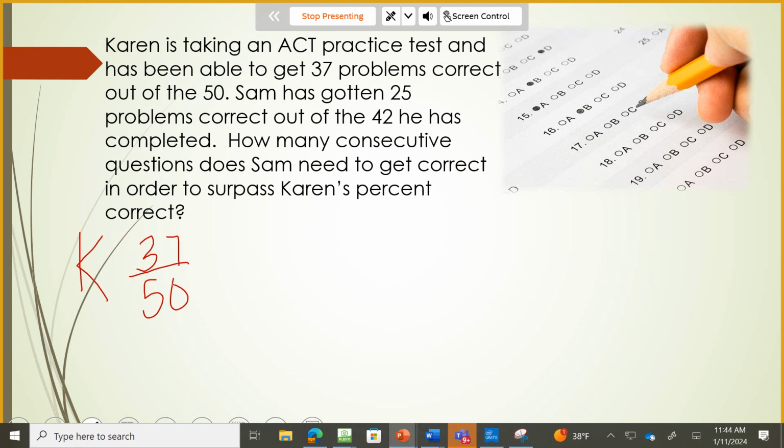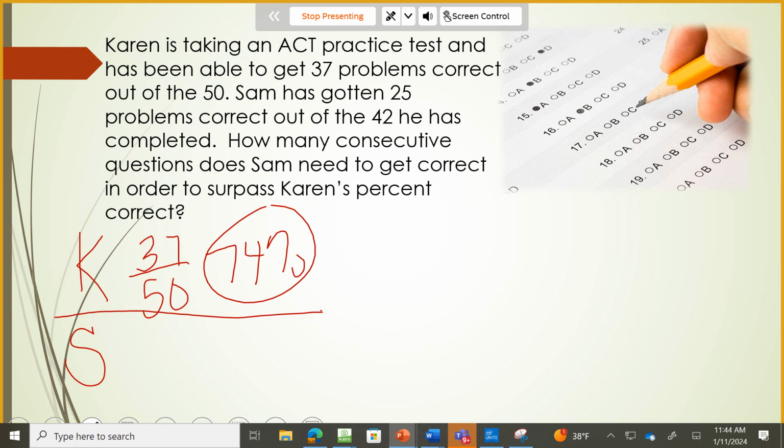Please take your calculator, take 37 divided by 50, or if you know the math trick, you can just double that score of 37. What do you get? What's 37 divided by 50? Okay, so circle that. We know what Karen is at. Now we're going to compare this person to Sam. What is Sam's current rate? He has scored what? 25 of 42. So let's get a percentage for Sam.